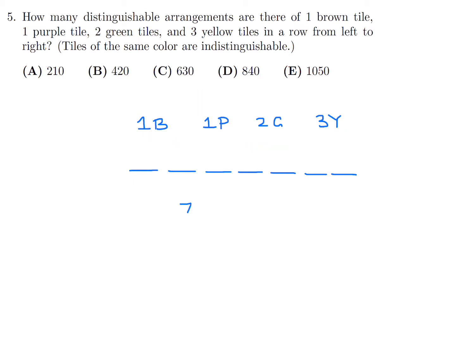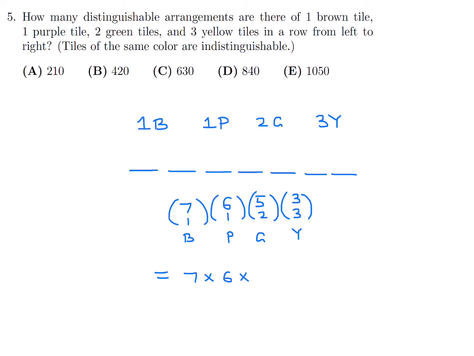Okay, so from the 7 tiles, I'm going to choose one spot. One of these spots I'm going to choose to put the brown tile. So wherever it is. Then from the remaining 6, I'm going to choose one of the spots to put the purple. And then from the remaining 5, I'm going to choose 2 of those spots to put the green. And then I've got 3 spots remaining. I'm going to choose all 3 to put the 3 yellow. And this will give me the number of combinations. So that's 7 times 6 times 5 choose 2 is 10. 3 choose 3 is 1. And that is 420. So number 5, the answer is B.